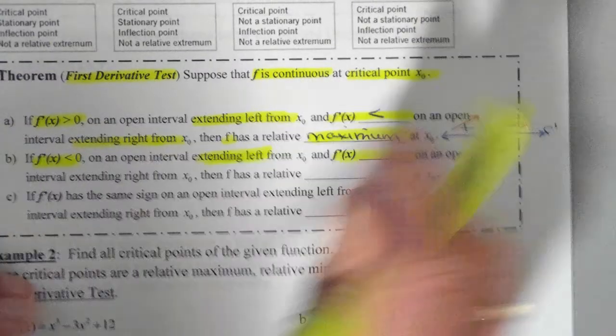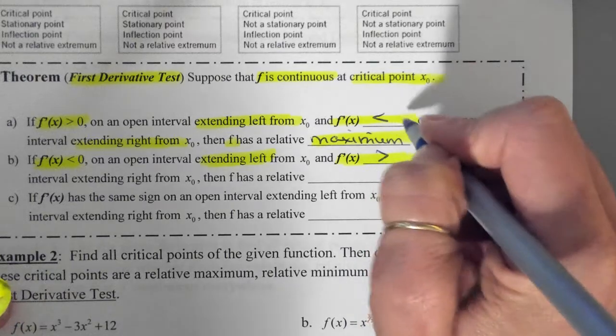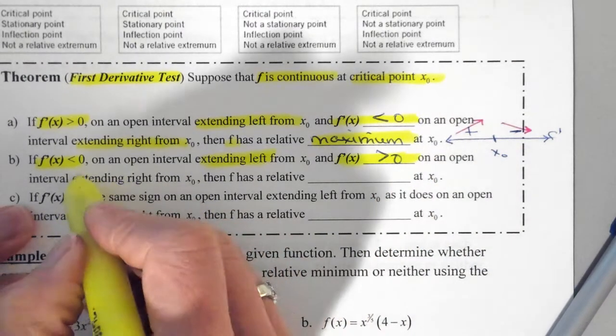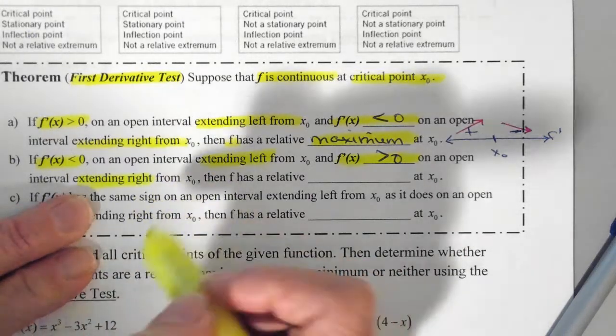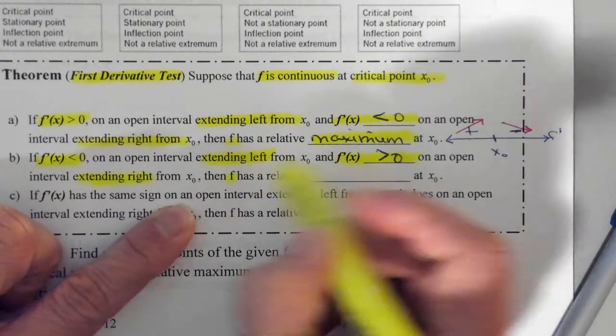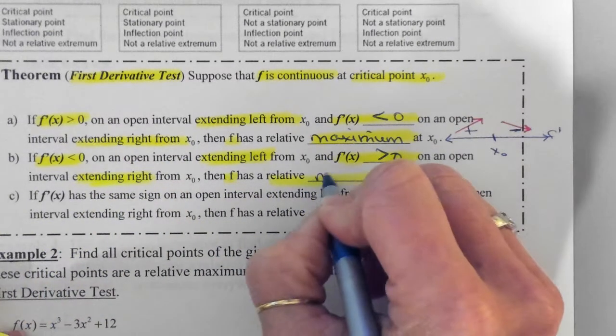Okay. So then they're saying if f prime of x is less than 0, extending from the left, and then f prime of x is greater than 0 on that same interval, I should say 0, okay? Extending to the right, I don't like where it says extending right, from that given value, then our function f has a relative minimum at x sub 0.